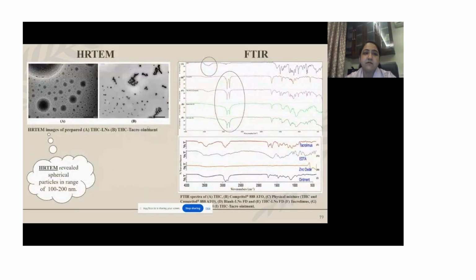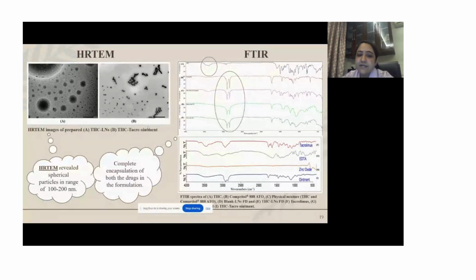So next we have HRTEM, that is high resolution transmission electron microscopy. I have performed this study on THC SLNs and THC tacro ointment, which revealed spherical particles in the size range of 100 to 200 nanometer. And the second characterization is FTIR, that is Fourier transform infrared spectroscopy. So we can observe the complete encapsulation of both the drugs in the formulation, and we found that there is no physical interaction between the excipients that I have used for my formulation.